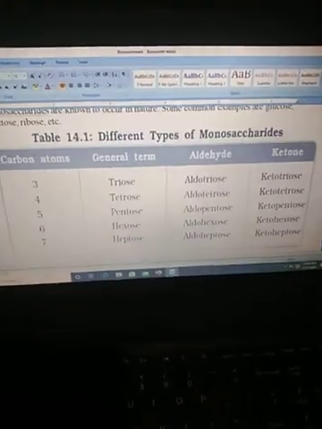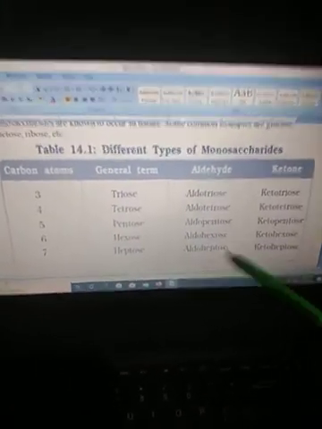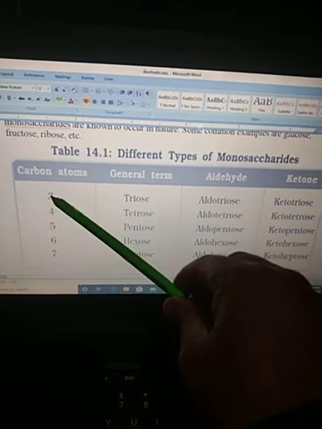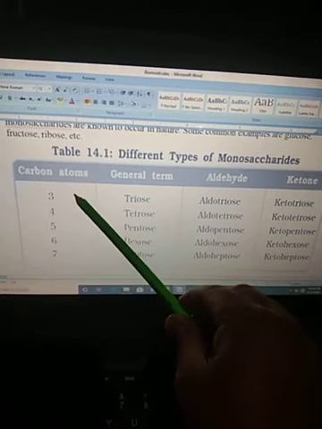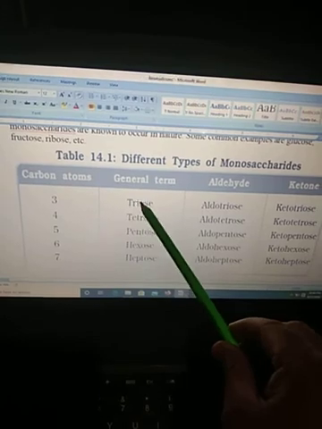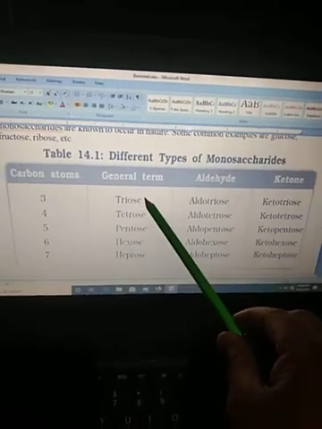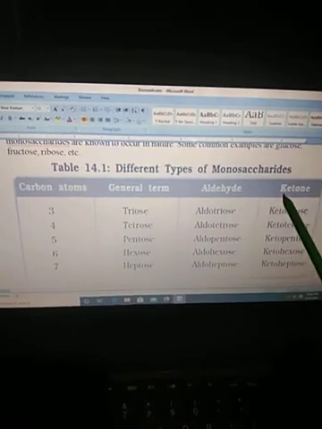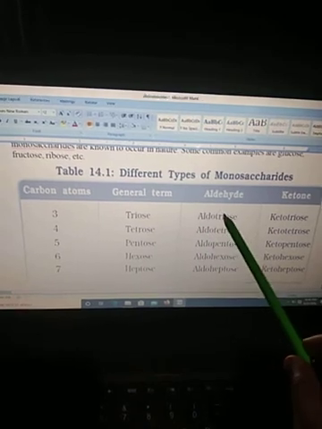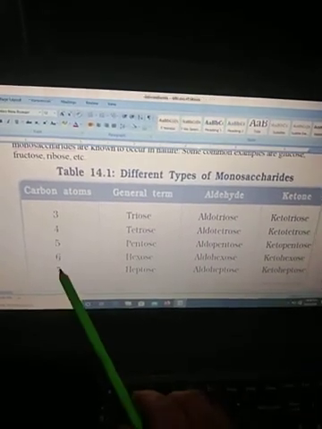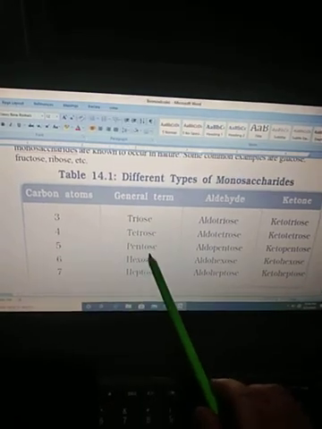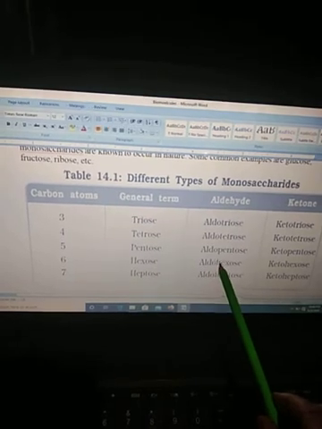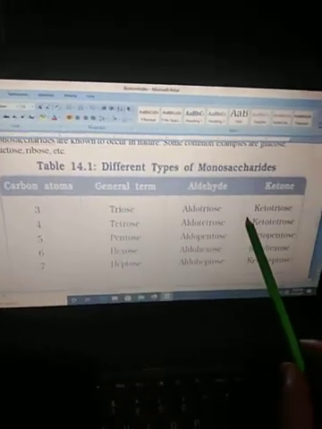Now over here we have got a table that we need to understand, how to name monosaccharide units. For example, if you have 3 carbon atoms, the general norm is triose. Tri stands for 3, triose. If it is aldehyde, we call it aldotriose, and if it is ketone, then ketotriose. Aldehyde, aldo; ketone, keto. Similarly, for 6 carbon atoms, we call it hexose, and if we have aldehyde, we call it aldohexose, and if it is ketone, then we call it ketohexose.